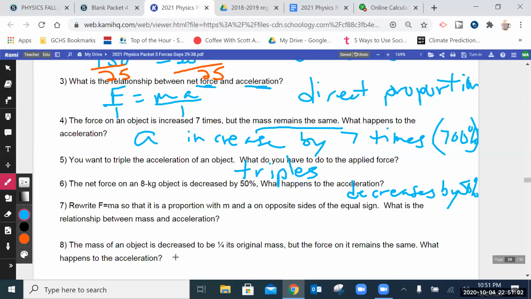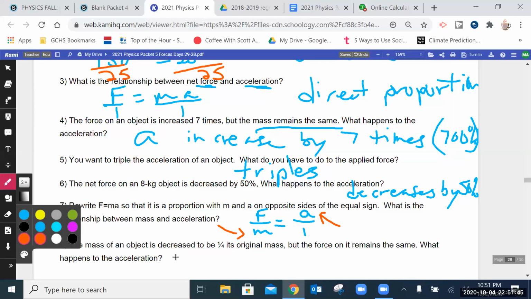Number 7, rewrite F equals ma so that it is a proportion with m and a on opposite sides of the equal sign. It's going to look like that. What is the relationship between mass and acceleration? Well, we can see here that mass is on the bottom and acceleration is on the top. They are on opposite sides of the fraction bars, and so therefore they change in opposite ways. If m decreases by 50%, then a increases by 50%.